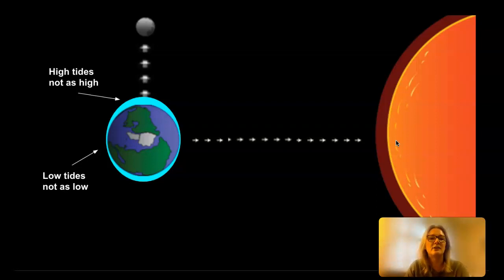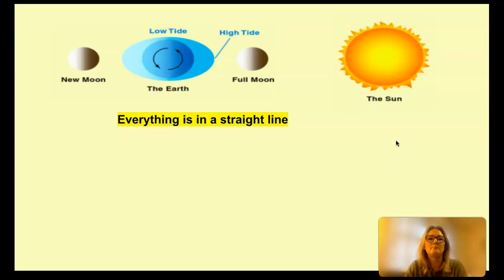So the high tides aren't as high and the low tides aren't as low. So basically it's just a less extreme tide, not as high, not as low. All right. These next two slides are where we sum all of this information up and make sure that you get it in your notes.